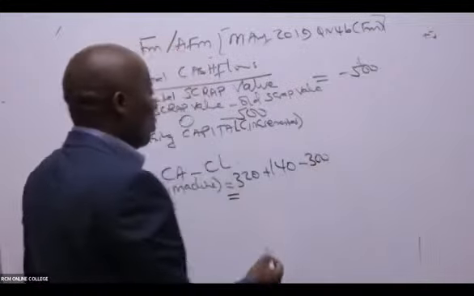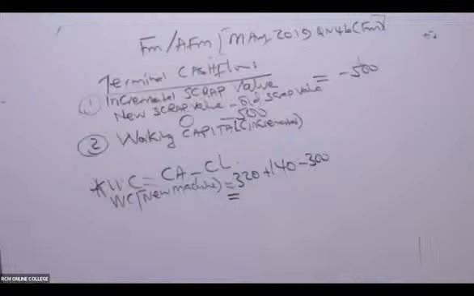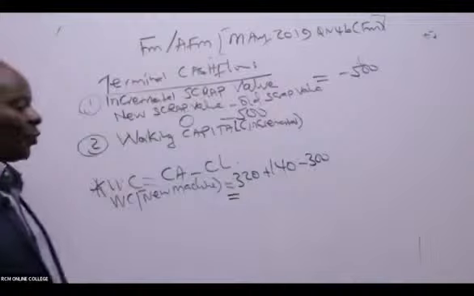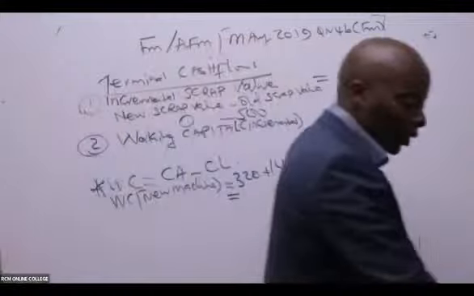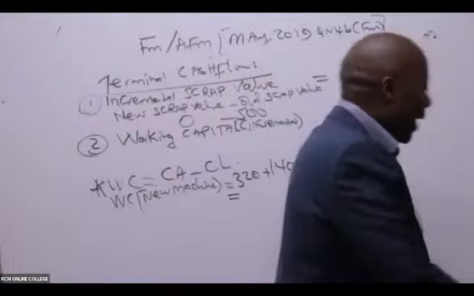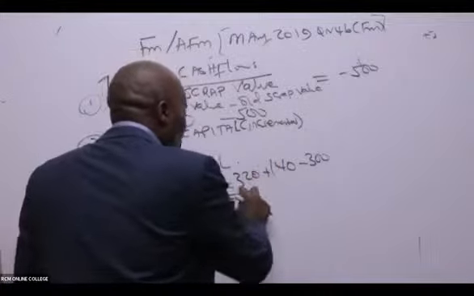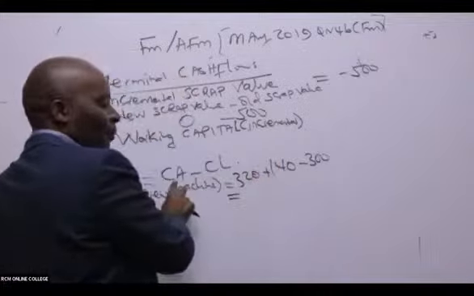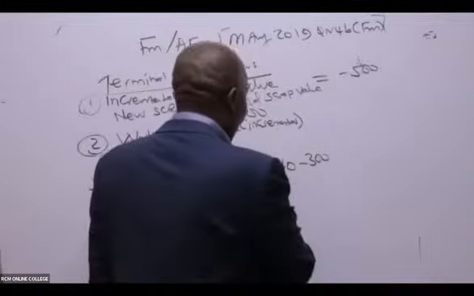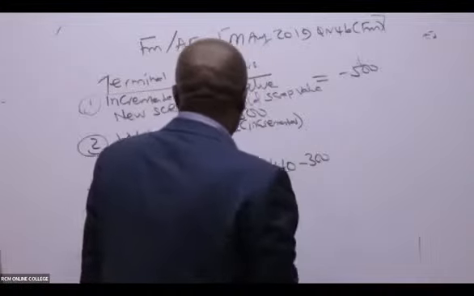So then this will give me what figure as my working capital for the new machine? Why am I adding these two? Remember, these are debtors and these are inventories. These are components of the current assets. And they're giving me a figure of 160 for the new machine.